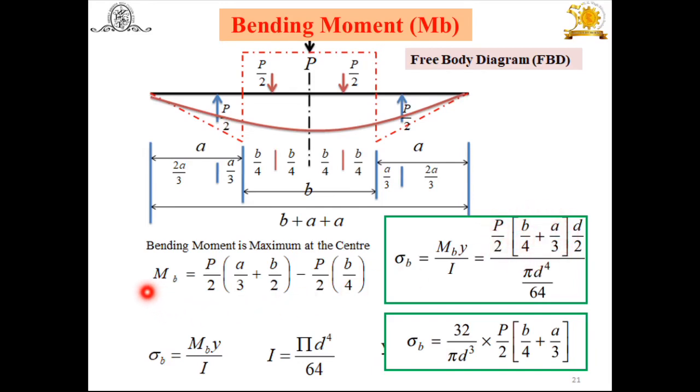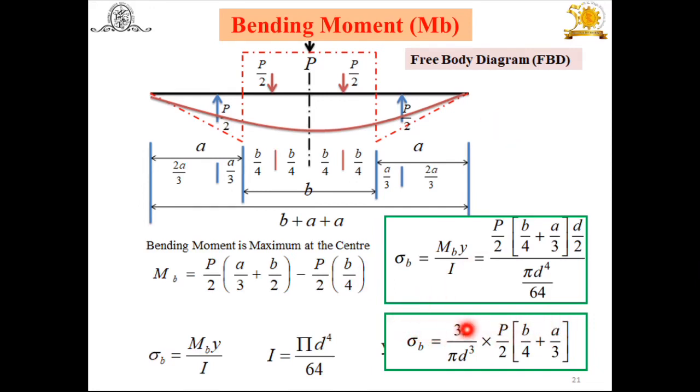Then, once you know the bending moment, use the simple equation sigma b is equal to Mb y by I. Substitute this value of Mb here. y means d by 2, because the pin has a circular cross section. So what is y? That is d by 2. And then I, moment of inertia, is pi by 64 into d raised to 4 for a circular cross section. Substituting all these values, you will get sigma b here.